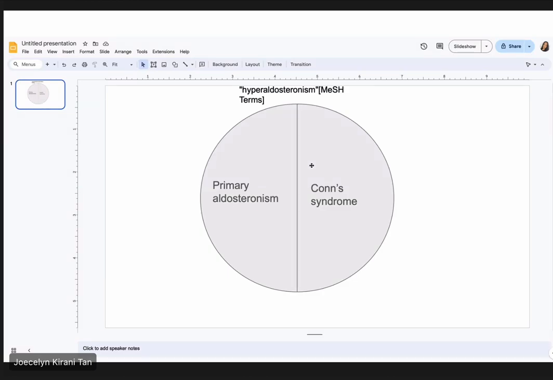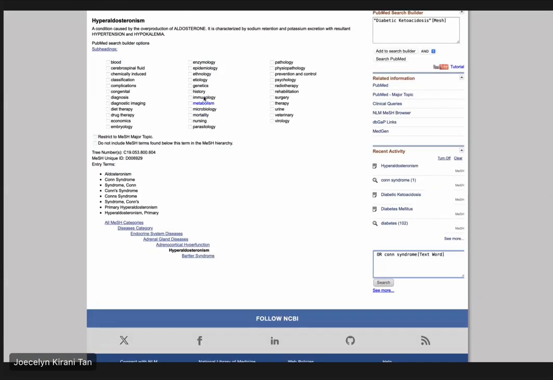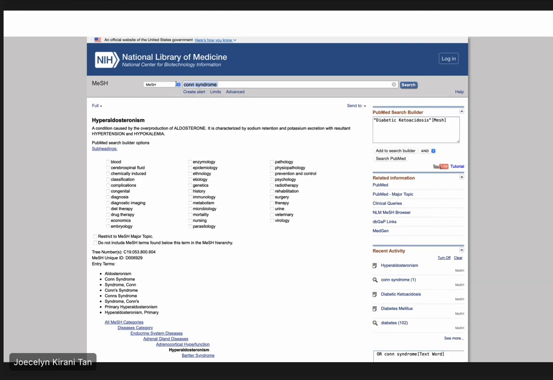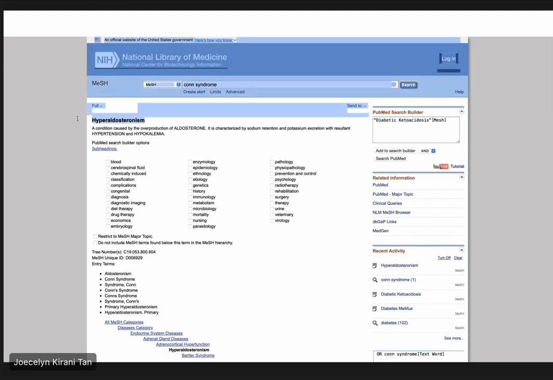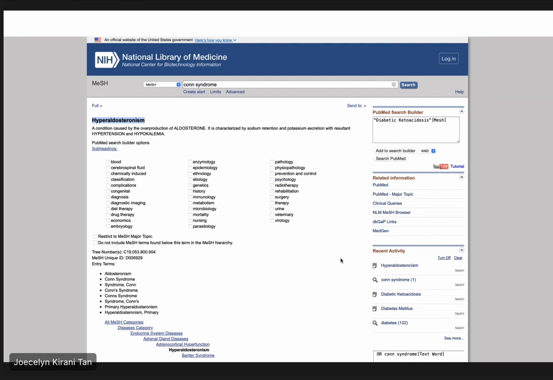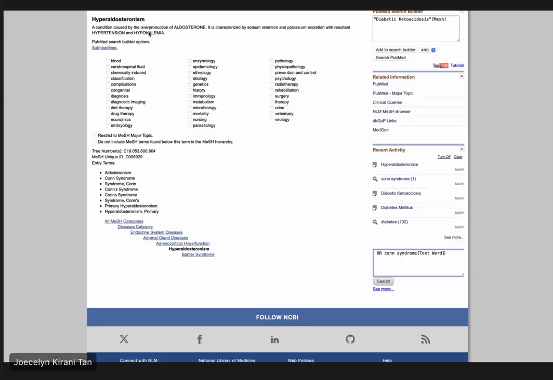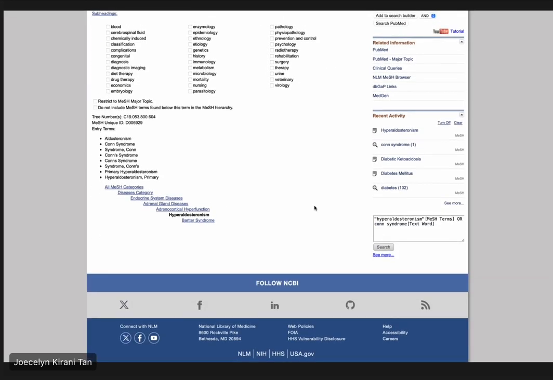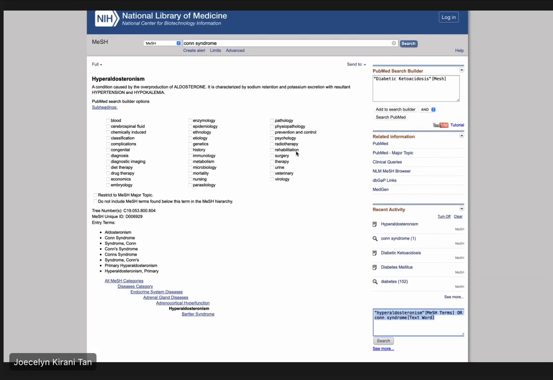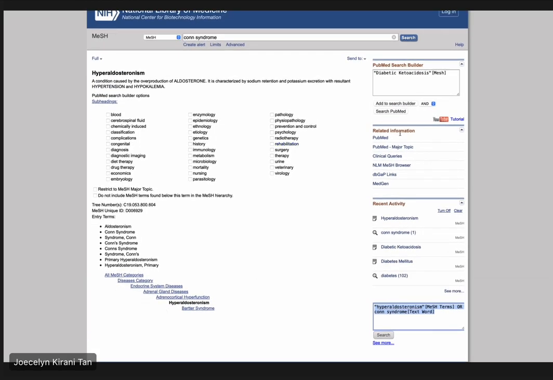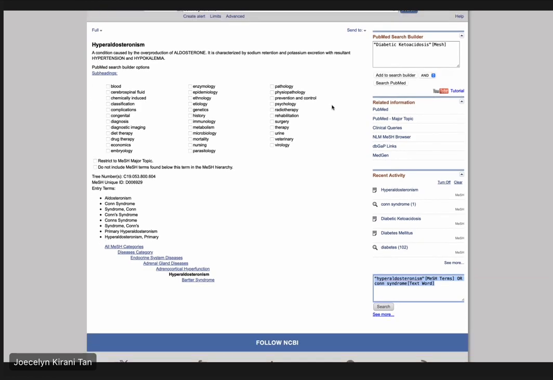So what's nice is you write down what you know the term as on here. Like I wrote Conn's syndrome, that's what I know it as, and PubMed is like, okay, this is what you're talking about. So PubMed knows exactly what I'm talking about, and it gives me the term that I should put into the text box to look for this disease. So that's why it's very, very useful.